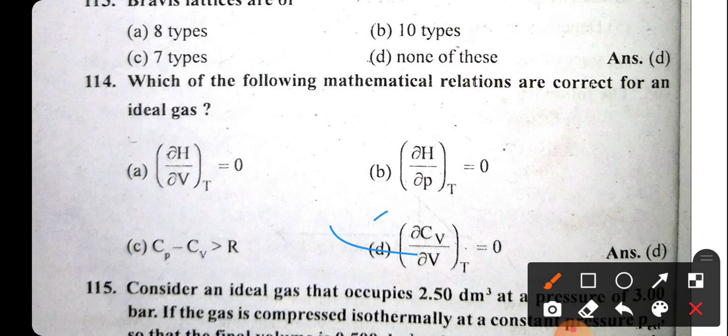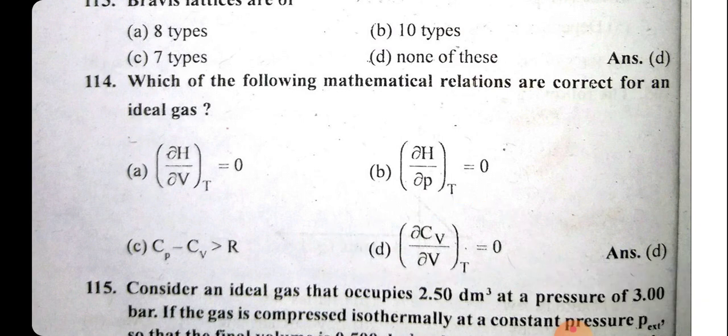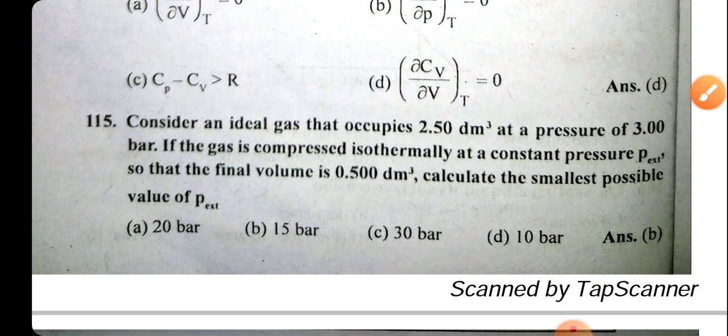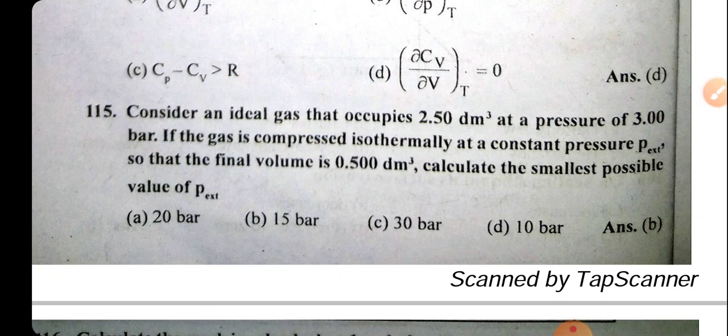Here it is given that the partial derivative of Cv with respect to V at constant T is equal to 0. Okay. Now the next question is, consider an ideal gas that occupies 2.50 dm cube at a pressure of 3.00 bar.